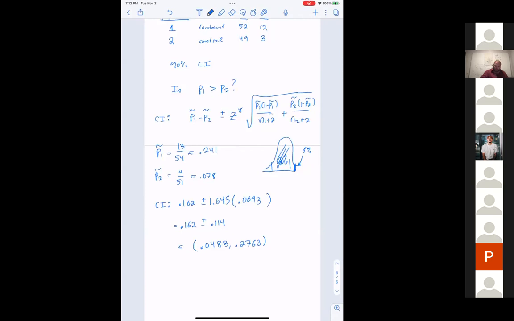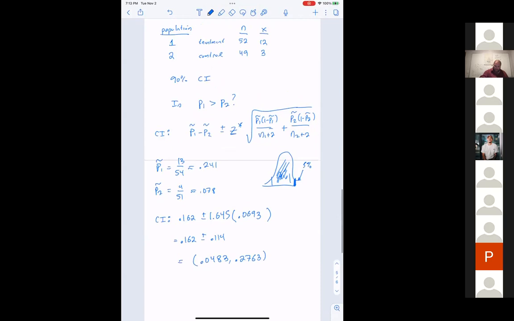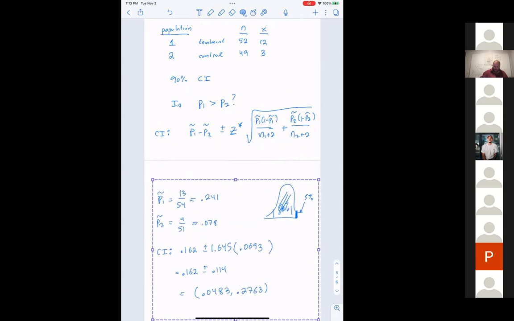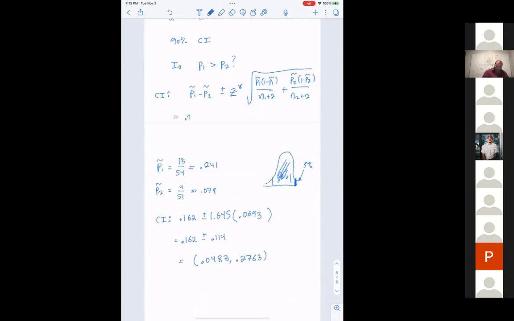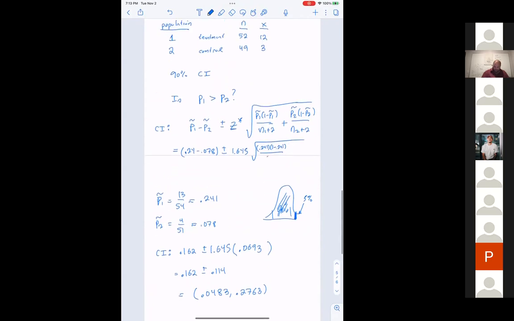Hold on, my calculator just died for a second. I can do, for example, that this is equal to 0.241 minus 0.078 plus or minus 1.645 square root of 0.241 times 1 minus 0.241 over N1 plus 2. Is this what you mean?